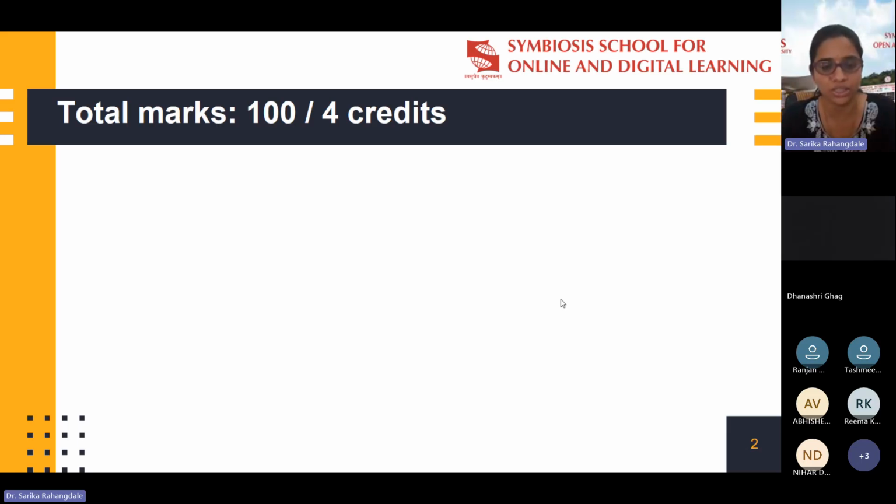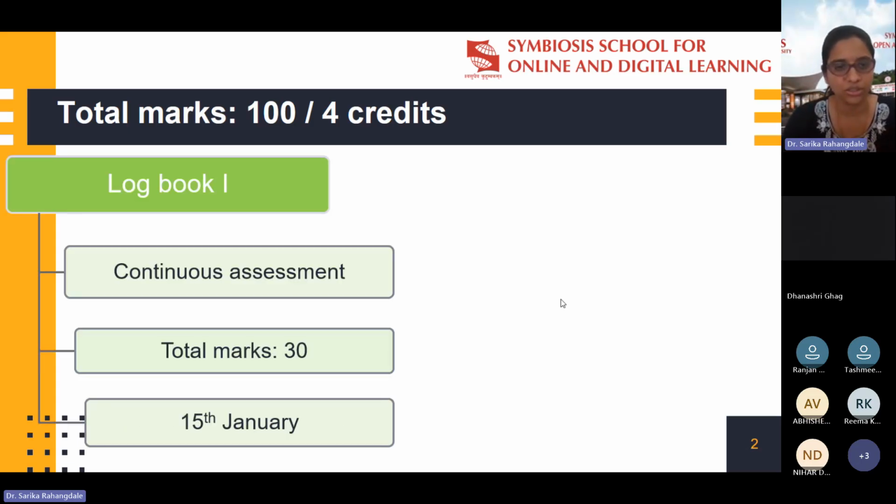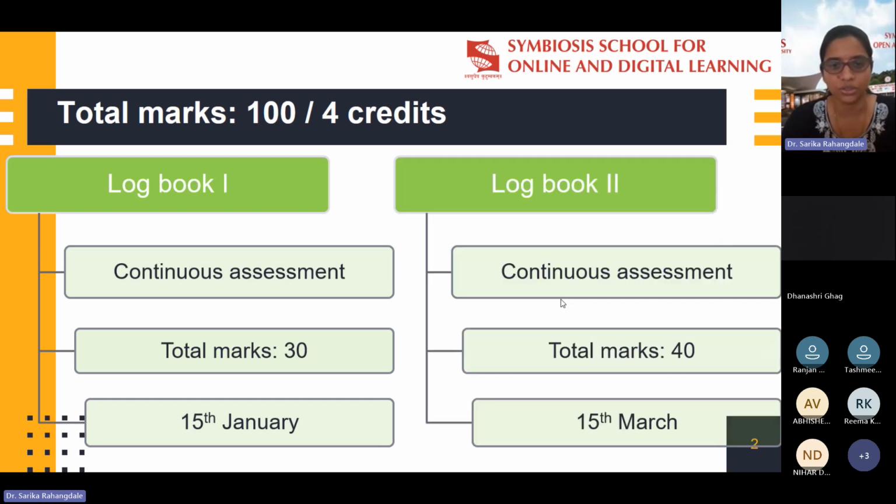Based on these guidelines, we have to prepare Logbook 1, 2, and 3. Logbook 1 and 2 are a continuous assessment, which carry 30 marks and 40 marks. Today we'll talk about Logbook 2, which carries 40 marks. Under Logbook 2, there are two separate headings: hospital infection control and biomedical engineering department.